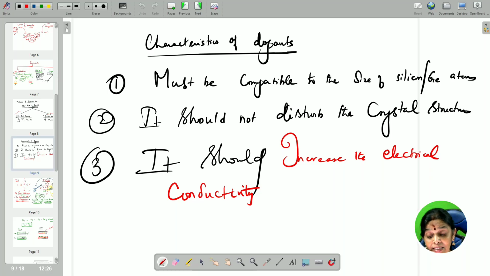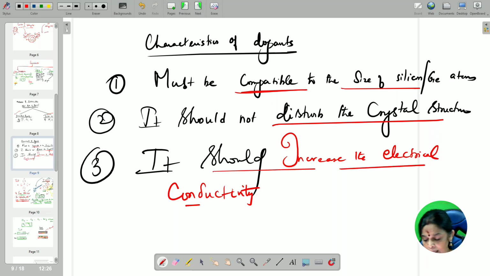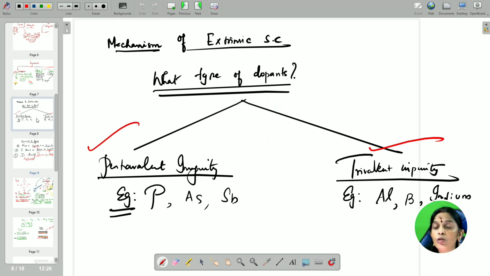What are the three criteria, children? Yes, it should be compatible to the size of the silicon atom, it should not disturb the crystal structure, it should exactly fit into the size of the silicon atom, and of course it should increase the electrical conductivity. Hence two such impurities are used. Pentavalent impurity valency is 5 and trivalent impurity valency is 3.